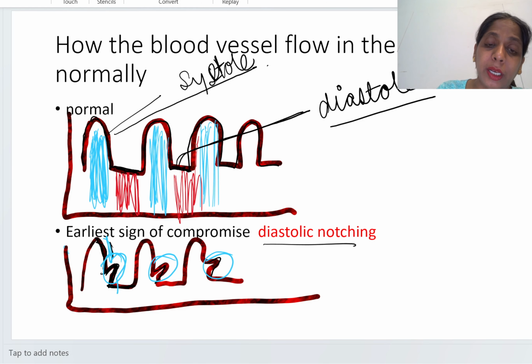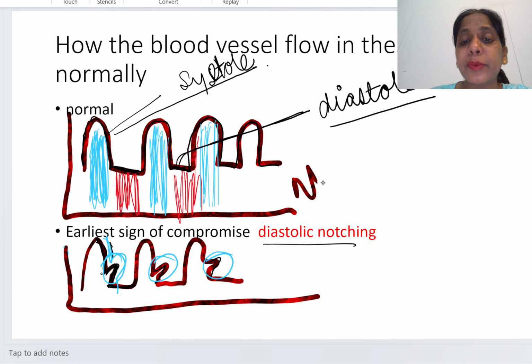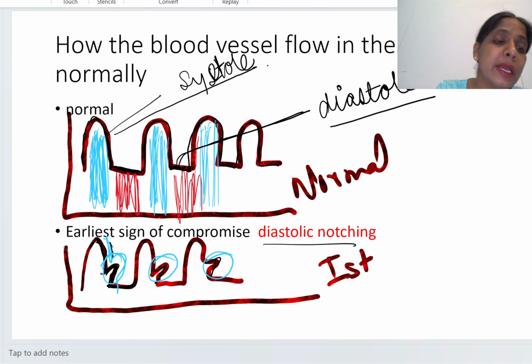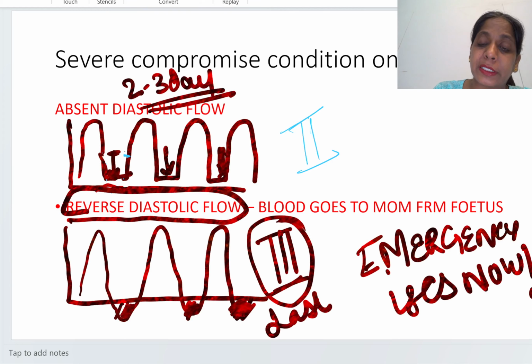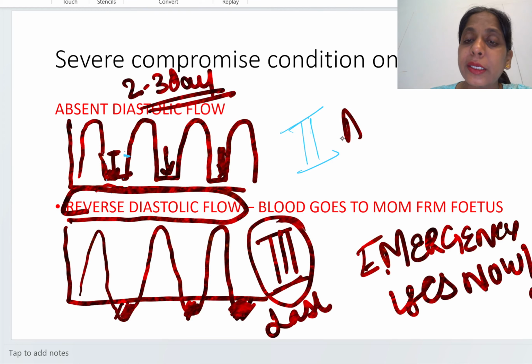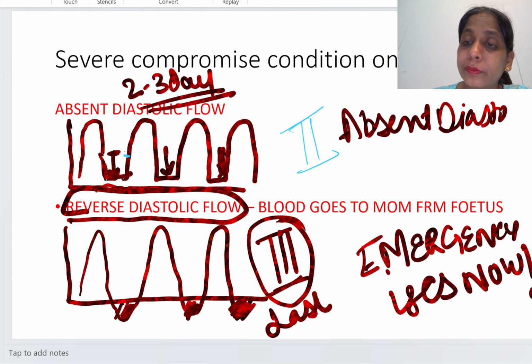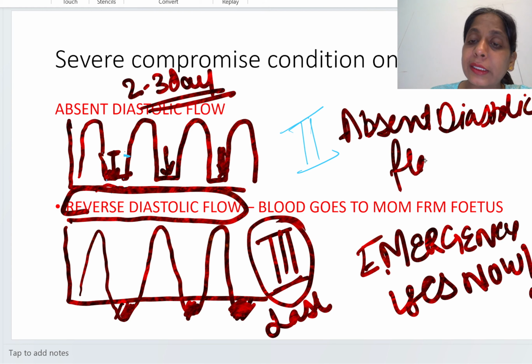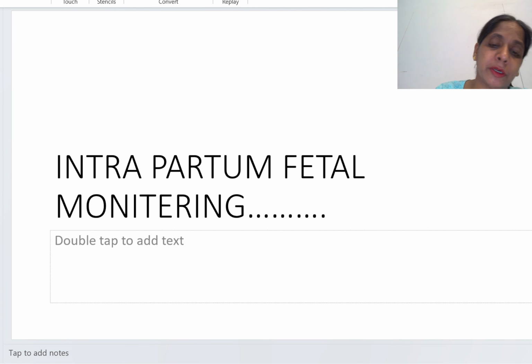Okay, next, these are the 3 stages. This one is normal, don't get confused. This one is normal, and this is the first stage of diastolic notching, and this is the second stage of absent diastolic flow. Here there is absent diastolic flow, and in the last stage there is reversal of flow in the diastole, and that is an emergency. Okay, so that's all about the antepartum fetal monitoring.